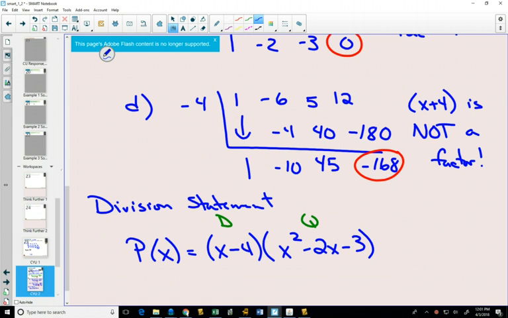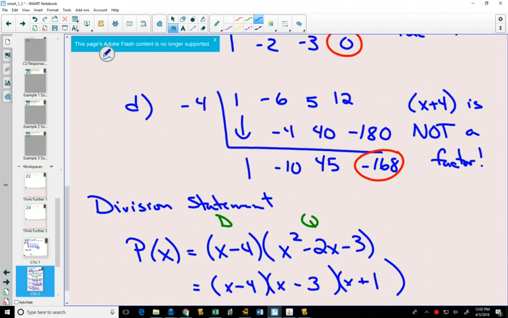And if I wanted to factor this completely, well, this is a quadratic equation. We know how to factor those. It's going to be x minus 3 times x plus 1. And now we've factored this completely. So one of the skills that we're going to learn is if we can find one factor, we can do synthetic division and write the division statement until we can factor it completely.